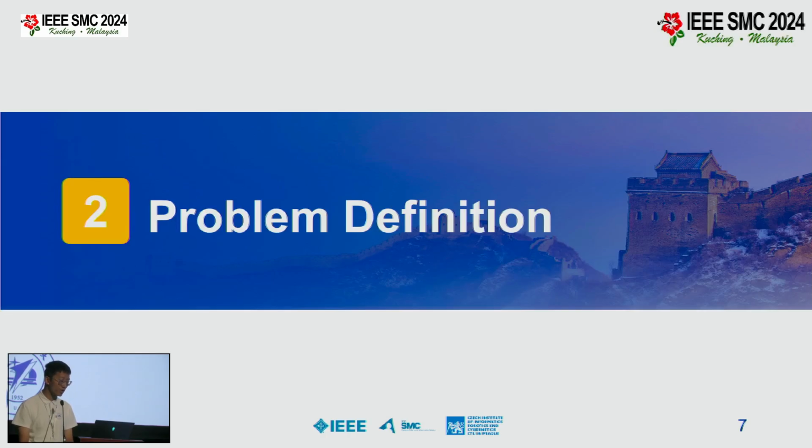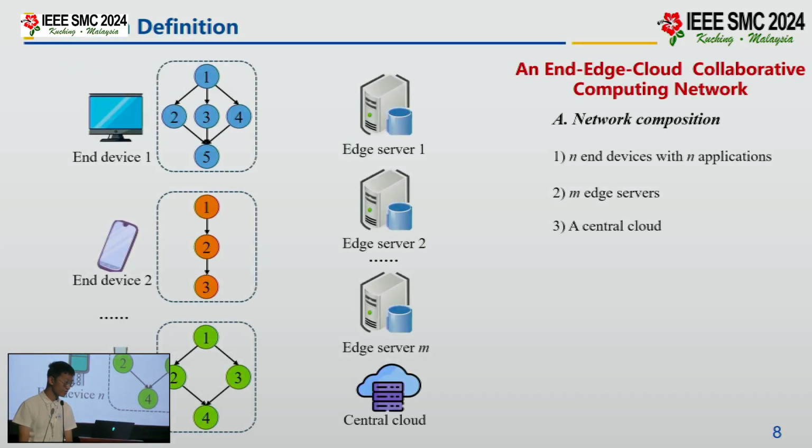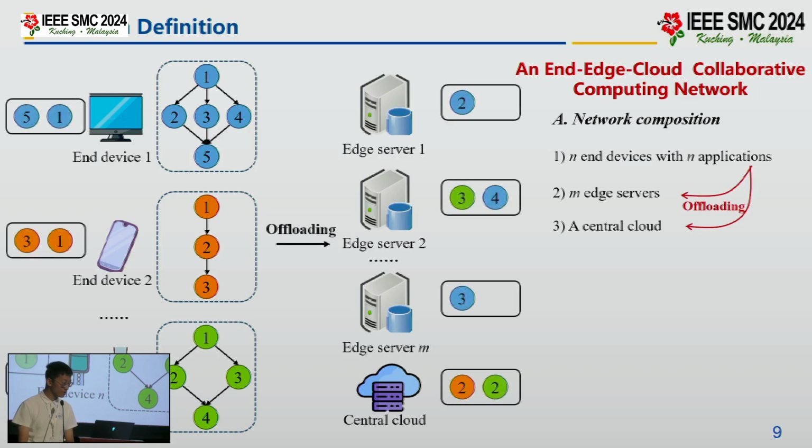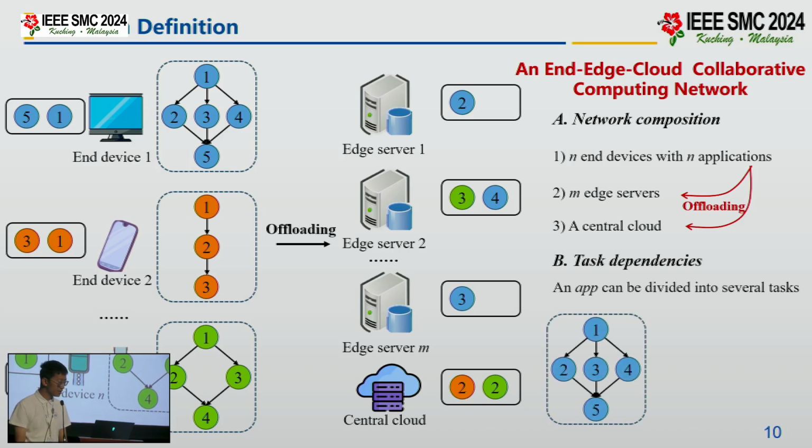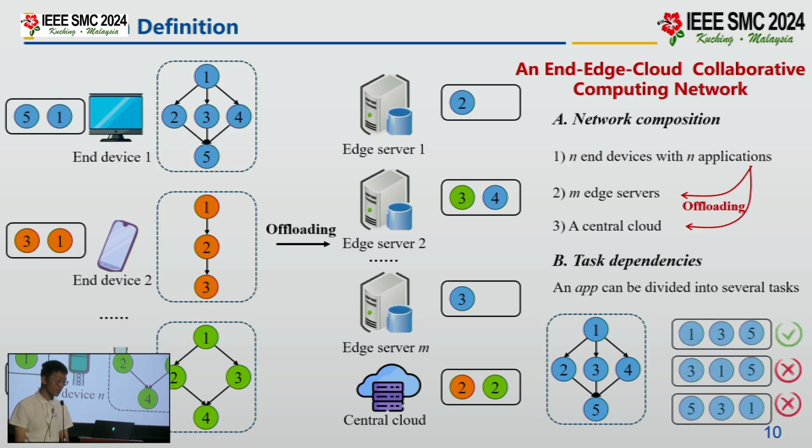Okay, here comes the problem definition. Our end-edge cloud collaborative computing network consists of 3 parts: end devices, edge servers, and central cloud. The task can be offloaded to the edge servers and the central cloud. Every app can be divided into several tasks. Each end device submits an application, and it can be divided into several tasks. However, they have some dependencies, which can be shown in the DAG.